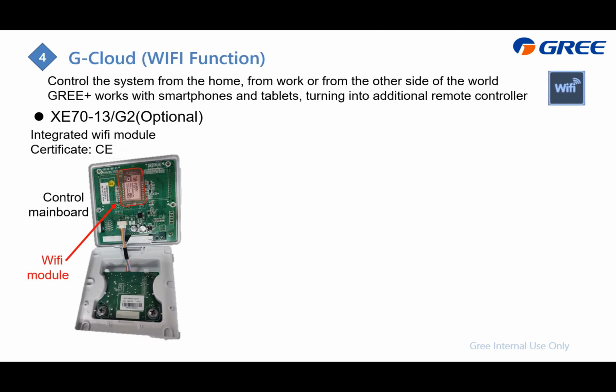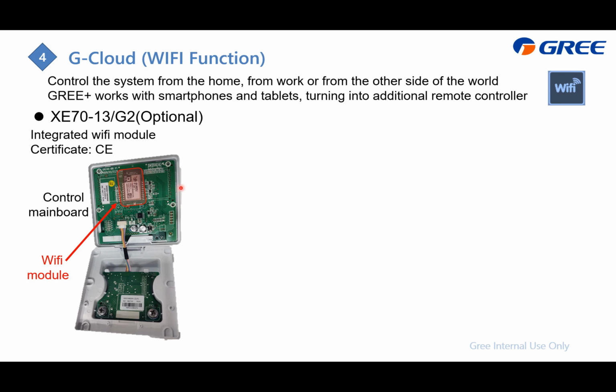This is the Wi-Fi controller XE70. Just open the back panels, you will find it inside. Actually, this is the Wi-Fi module. We just use this one to control this Wi-Fi controller, and then if you connect to the rooftop unit, that means we also control the rooftop unit.